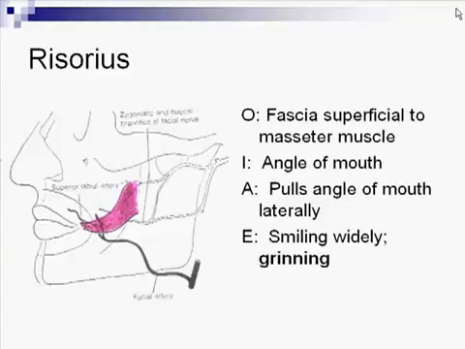Risorius is the small muscle which runs forward on the surface of the Buccinator. If you look at the origin and insertion, it would make sense that the action would pull the angle of the mouth laterally. The expression is smiling widely, grinning.